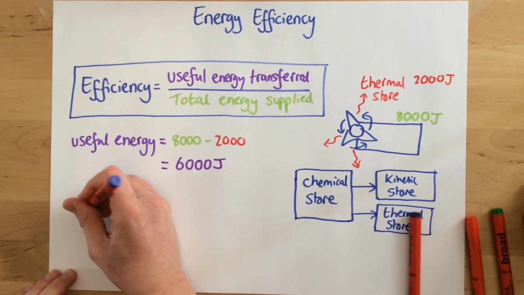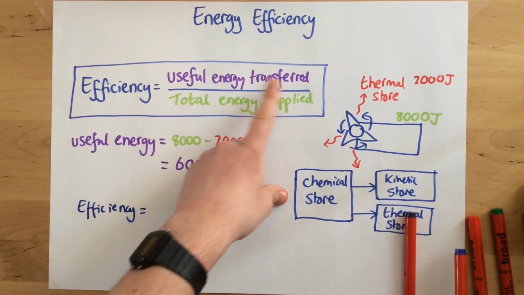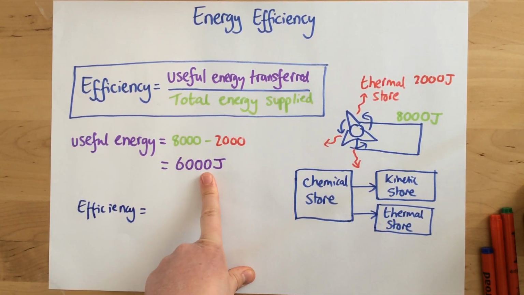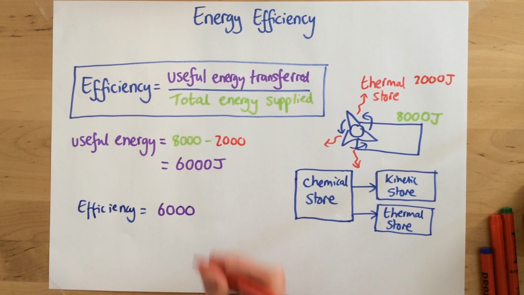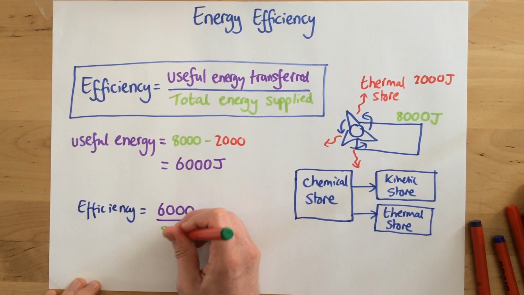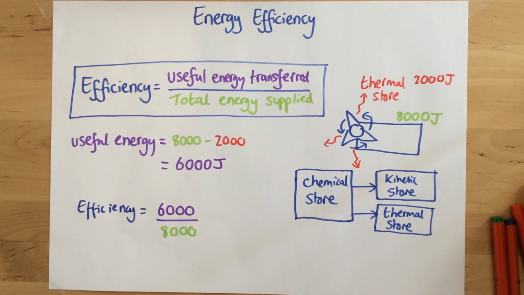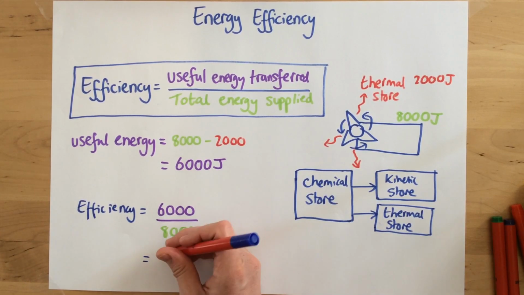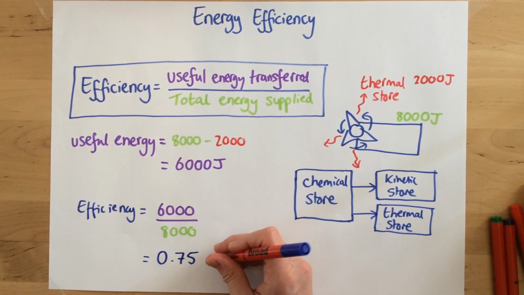So my efficiency is nice and simply the useful energy transferred. Now I've worked out my useful energy transferred here. This is the amount of energy that gets converted to the kinetic store, which is 6,000. And I need to divide that by the total energy supplied, which is 8,000 joules. Remember, whenever we're dealing with energy, the units are always joules. So the answer to this is, I did this on a calculator previously, but please always use a calculator, 0.75.